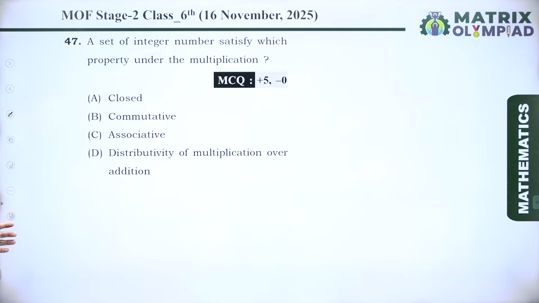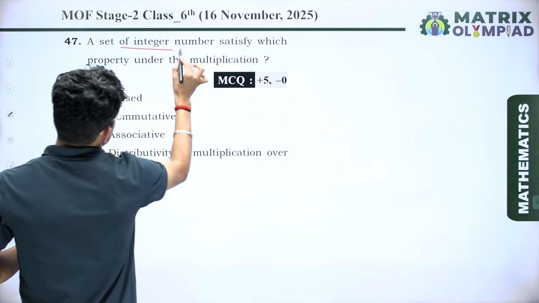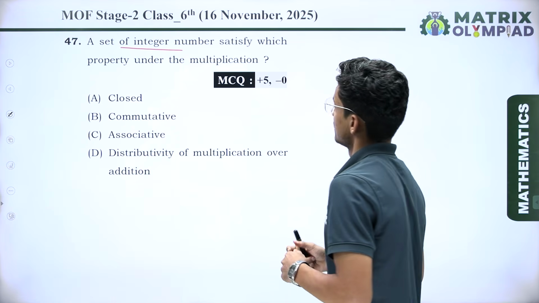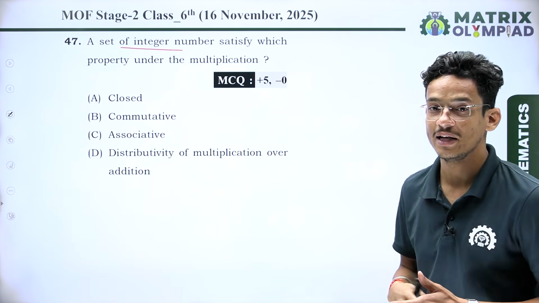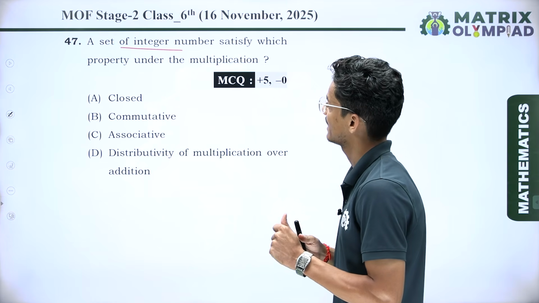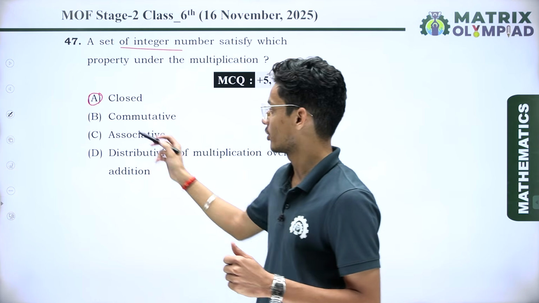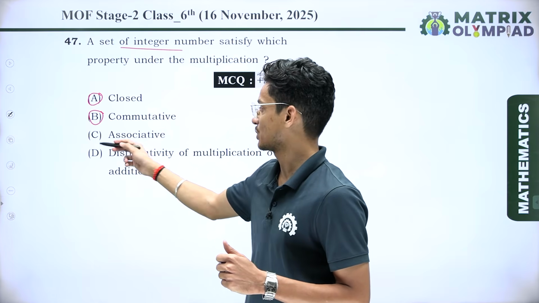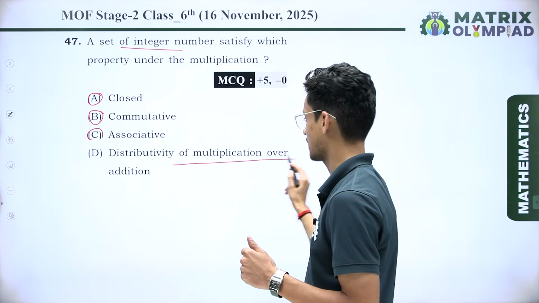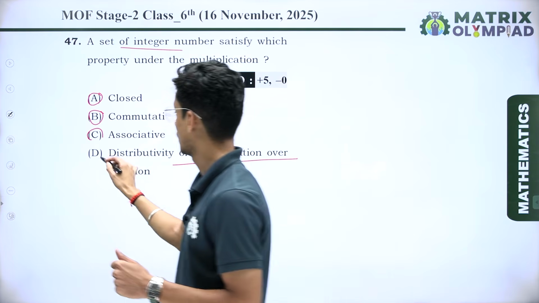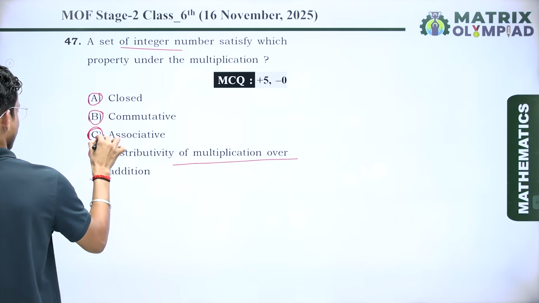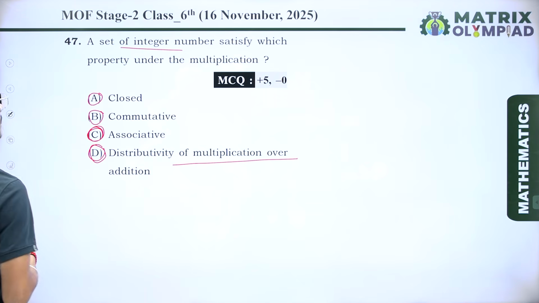Next question: a set of integers satisfies which property under multiplication? Under multiplication, integers satisfy closure. Commutative is also correct. Associative is also correct, and distributive property of multiplication over addition is also correct. It means for this question options A, B, C and D are all correct.